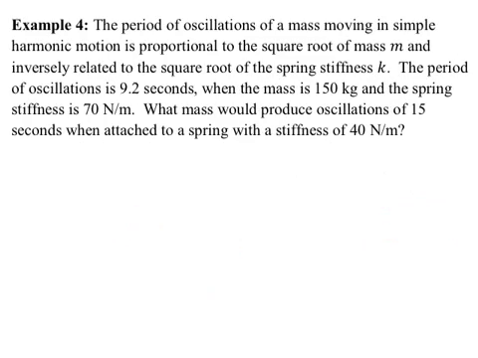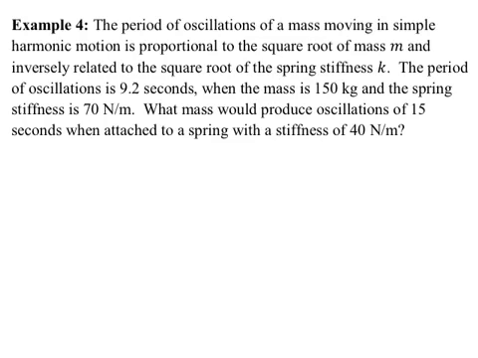For the last problem, let's take a look at an example of engineering application again. The period of oscillations of a mass moving in simple harmonic motion is proportional to the square root of the mass m and inversely related to the square root of the spring stiffness k. The period of oscillations is 9.2 seconds when the mass is 150 kilograms and the spring stiffness is 70 newtons per meter. What mass would produce oscillations of 15 seconds when attached to a spring with a stiffness of 40 newtons per meter?